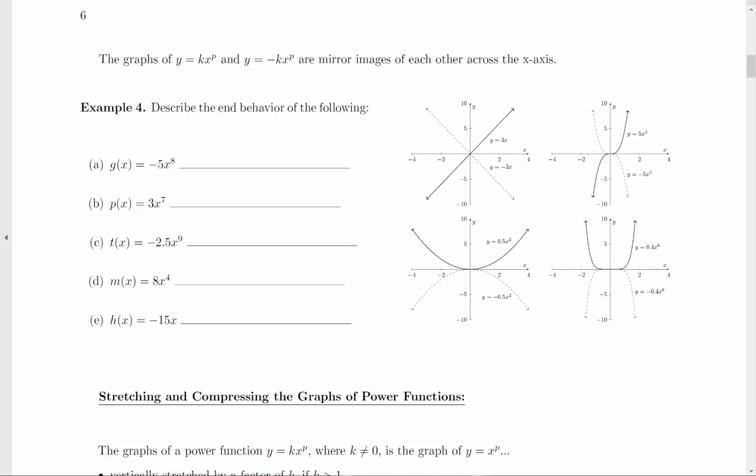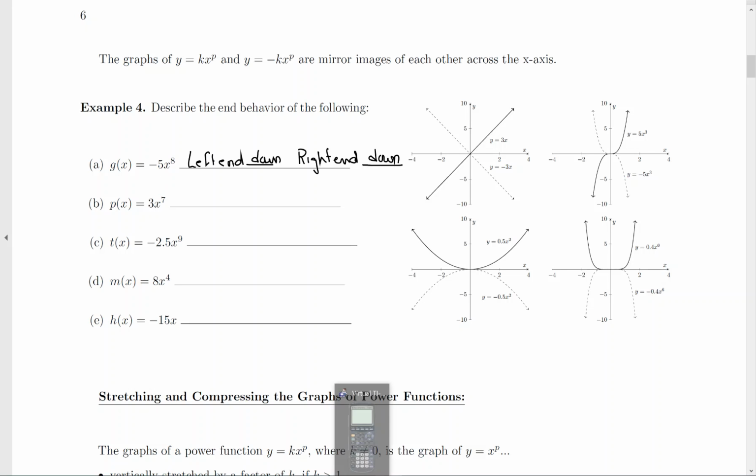So for example 4, it says describe the end behavior of the following. So I'm going to write down left end, and then leave a blank spot, and then do right end. So we're going to take a look at what is the left side doing and what is the right side doing. Negative 5 x to the 8th. First focus on x to the 8th. It's an even power, so both ends are going in the same direction. And because there's a negative 5 in front, left end down, right end down.